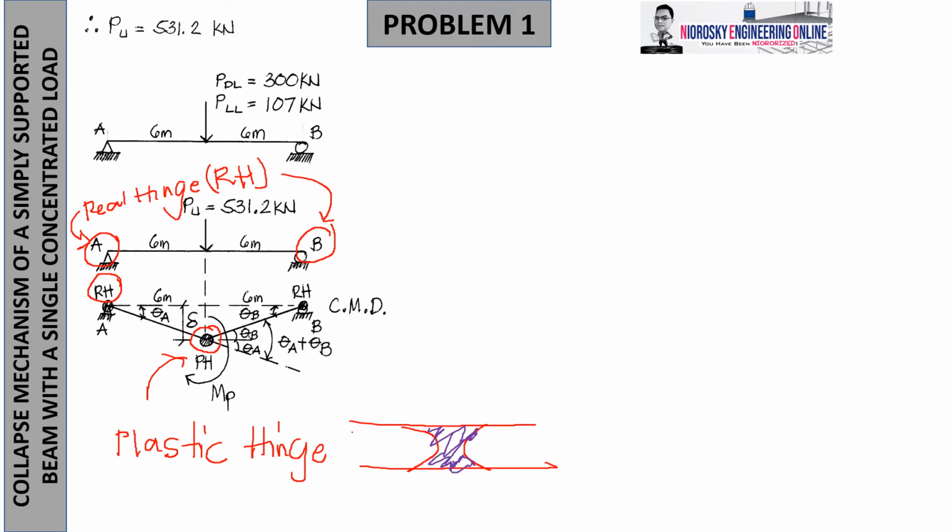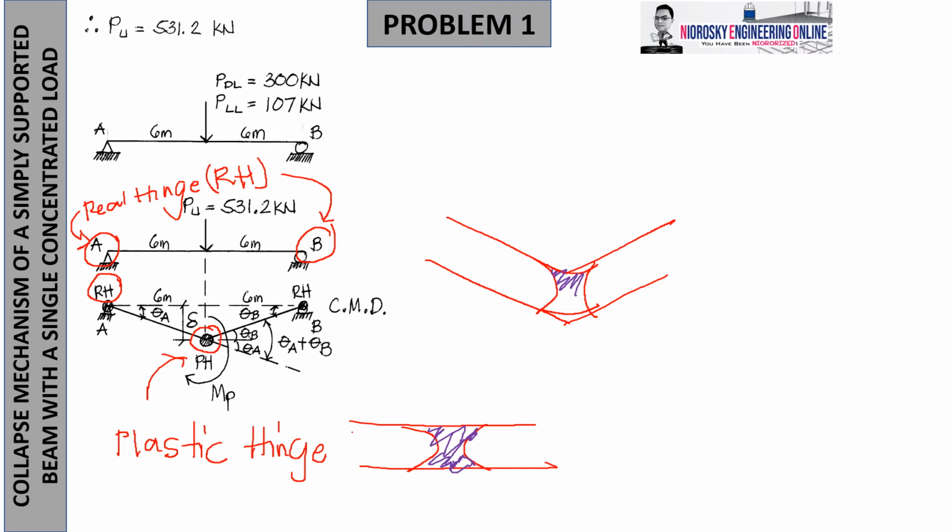Okay, so therefore, para mangyari is at the point of collapse, no? Yan, kunyari, ito yung nagkaroon ng point of collapse. So, nagkaroon ka na dito. So, actually, may curvature dito eh. Yan. So, ito yung point of collapse.